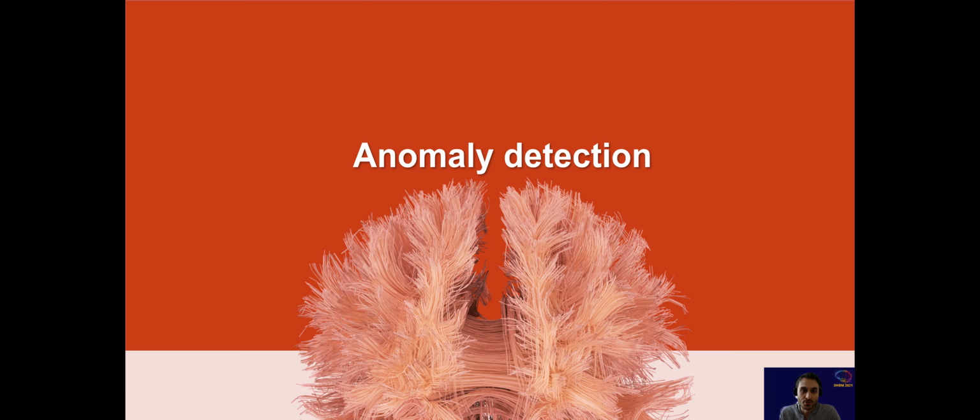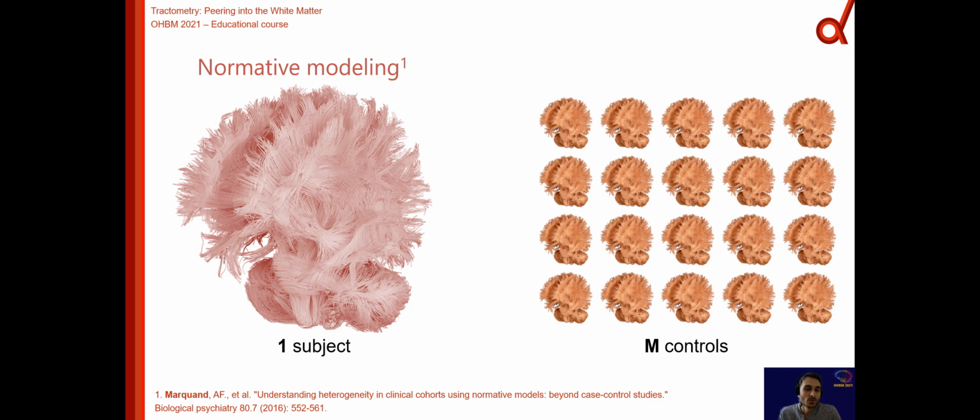Okay, so for the last portion of the talk, we're quickly going to go over anomaly detection. Before understanding anomaly detection, there's a bigger overarching framework, which is called normative modeling, which is really trendy these days in the field, where basically you try to compare one subject against a group of healthy controls and try to see, is this subject part of the same distribution of the group, or how far is this subject deviating from the norm, for example.